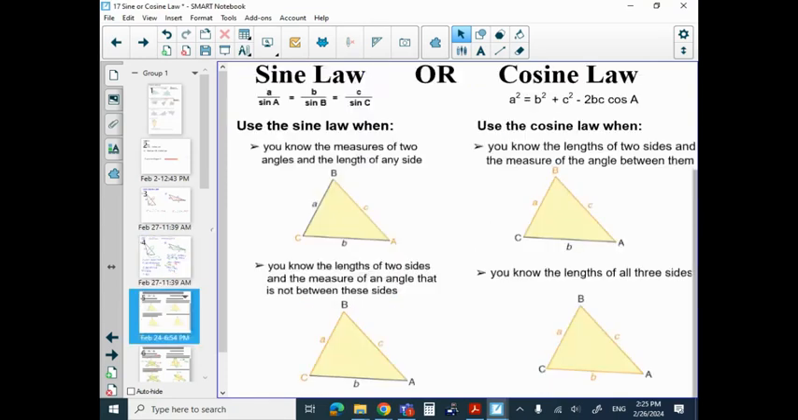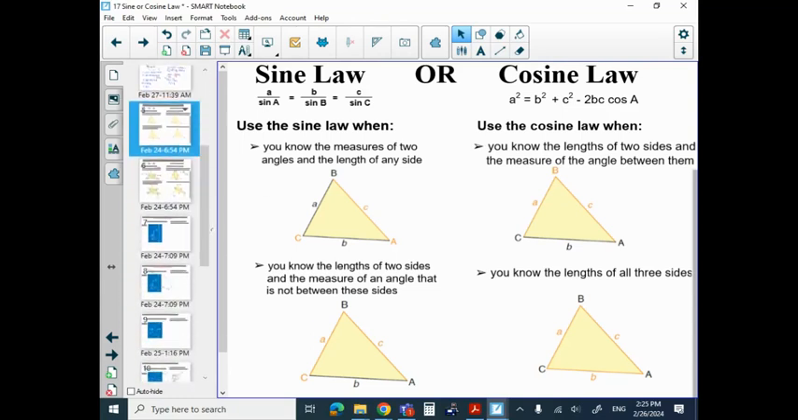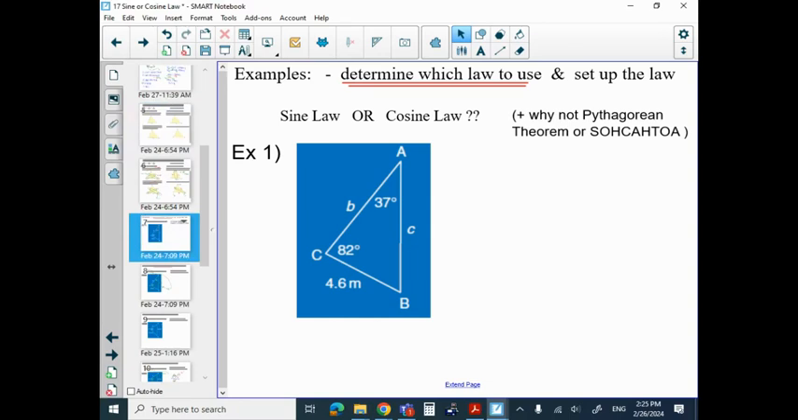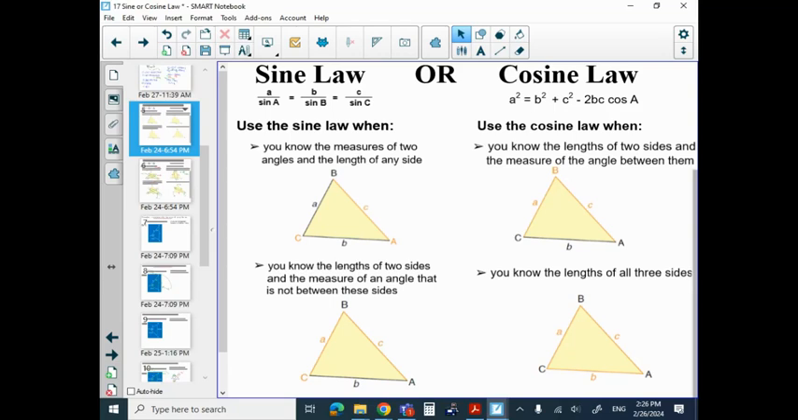What we want to focus on now, though, is situations where you don't know which one you're supposed to use. We'll be looking at questions like this, where it asks: do you use sine law, cosine law, maybe Pythagorean theorem, SOH CAH TOA? There are all these different tools we know for triangles, and being able to pick the one you need is important. So let's focus on this page a little bit.